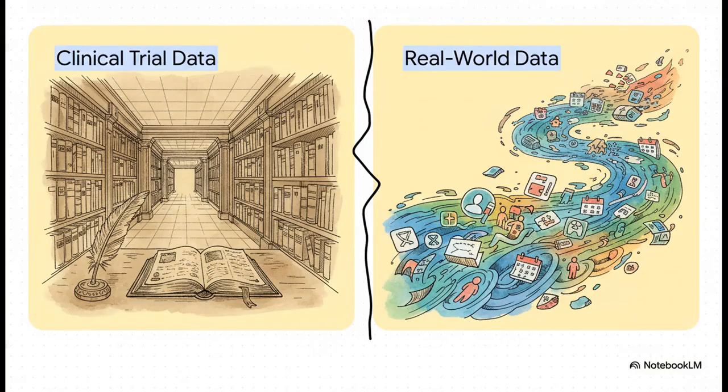Broadly speaking, there are 2 main buckets for this data. On one hand, you could use data from previous clinical trials. That data is usually really well structured and clean, but the downside is it might be a bit outdated. On the other hand, you can use real-world data from sources like electronic health records. This data is very current, but it's often messy, inconsistent, and can have a lot of missing information.